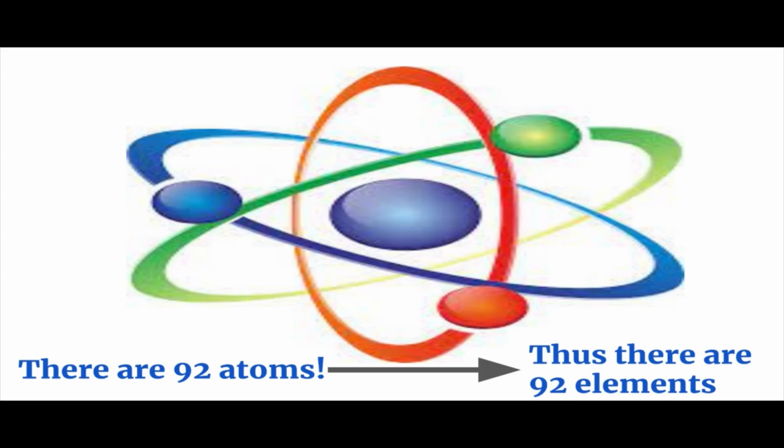So there are 92 natural elements that exist in the world, and overall there are 118 elements, but those others, besides the 92, have been manufactured by humans. And so these natural 92 atoms form to make elements. Thus, it makes sense that there are 92 elements as well.